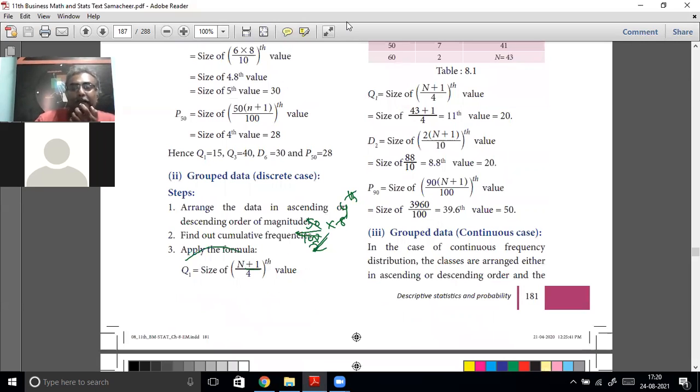So this is how you find quartiles, deciles and percentiles for simple discrete data. Now we move to grouped discrete data, not continuous data. Continuous data will have classes; this is grouped data.